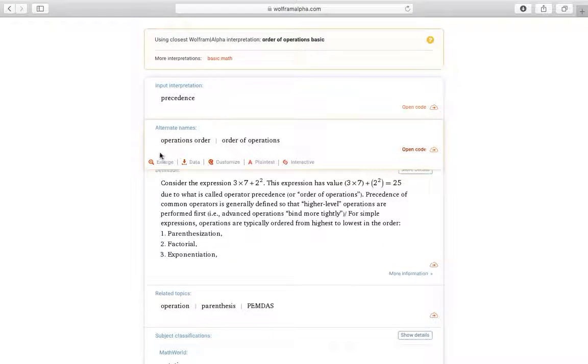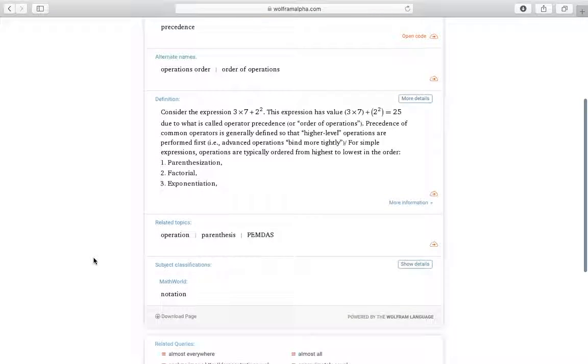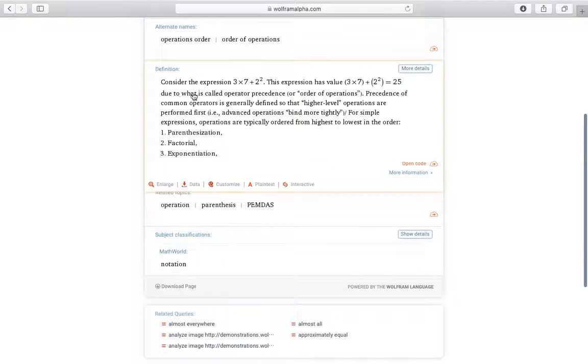Alternative names: operations order and order of operations. They use those phrases or strings of words. Definition. Consider the expression 3 x 7 plus 2 to the second power. That x means times, and that little dot is a period. This expression has value 3 times 7 plus 2 to the second power.